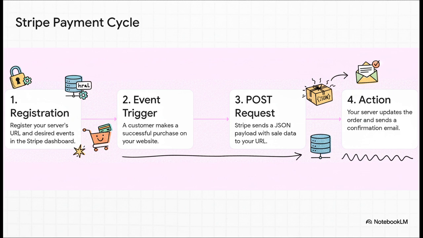Step 2, the event trigger. A customer buys something from your site and their payment goes through. Boom. Step 3, the post request. Instantly, Stripe packages up all the data about that sale into a JSON payload and fires it off to your URL. And finally, step 4, action. Your server catches that data, updates the order status in your database to paid, and automatically sends out a confirmation email to the customer. All automated, all in real time.